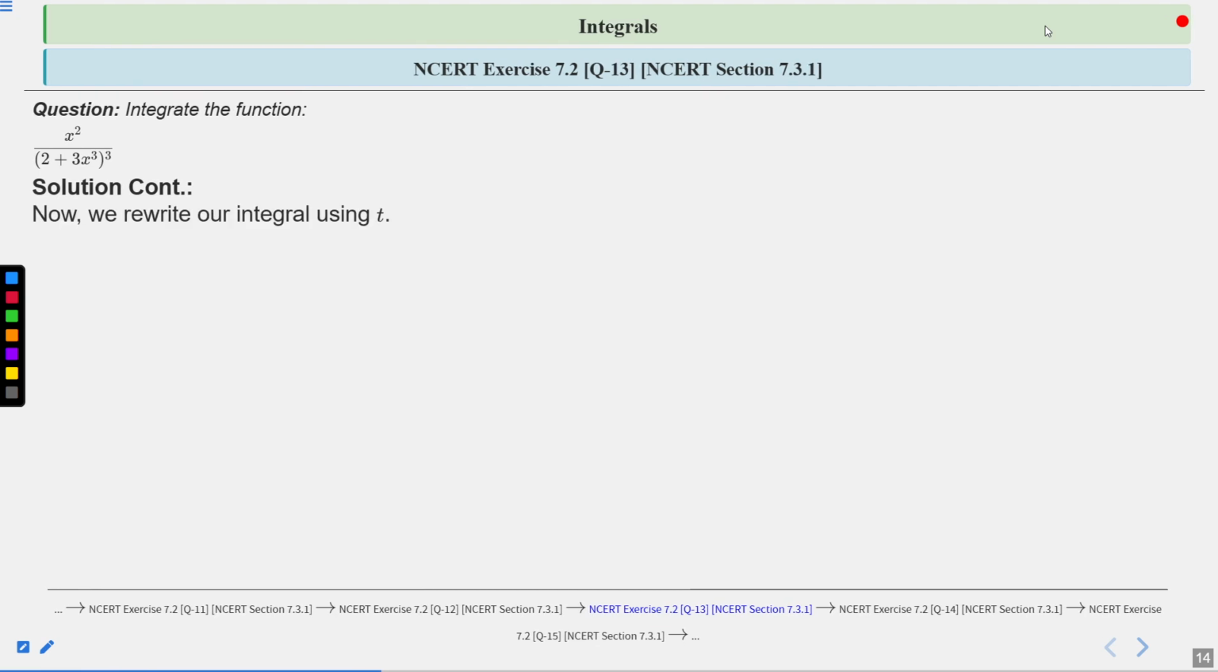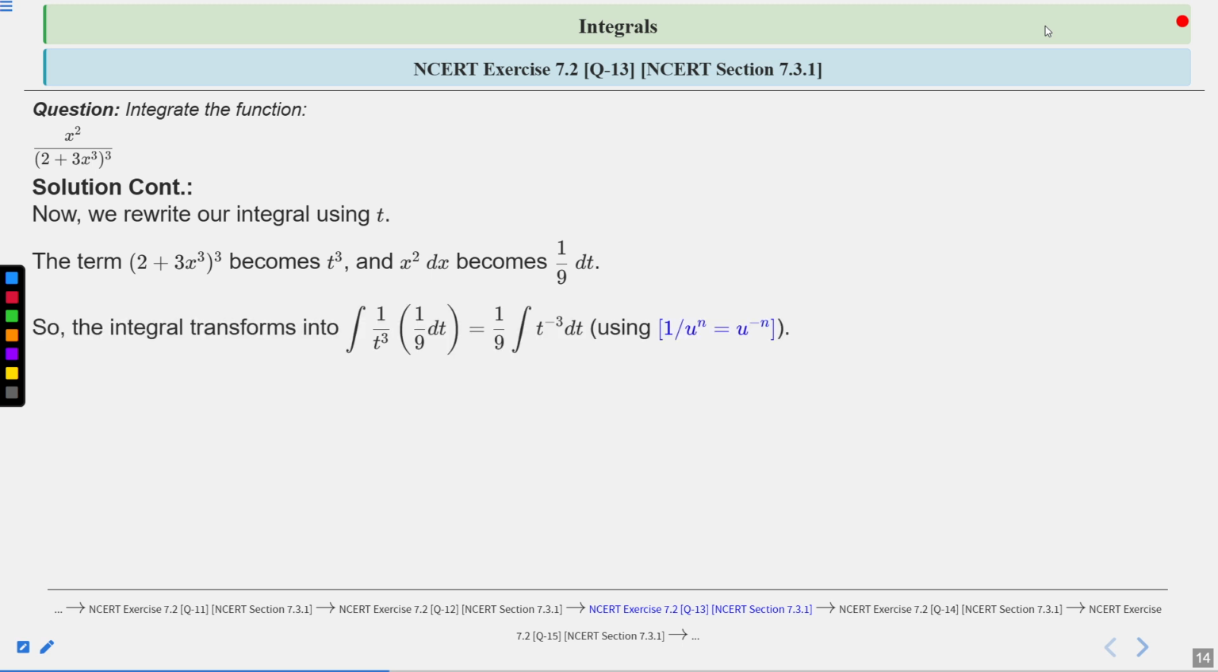Now we rewrite our integral using t. The term (2 plus 3x cube) whole cube becomes t cube and x squared dx will become 1 by 9 dt. So the integral transforms into integration of 1 by t cube into 1 by 9 dt, and 1 by 9 will come out, so it becomes integration of t to the power minus 3 dt, as we know that 1 by u to the power n is u to the power minus n.